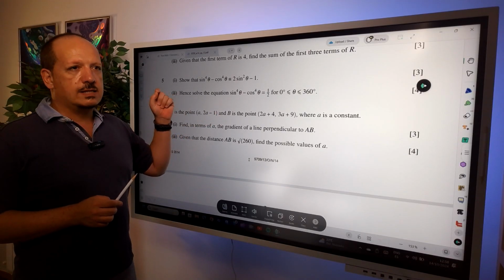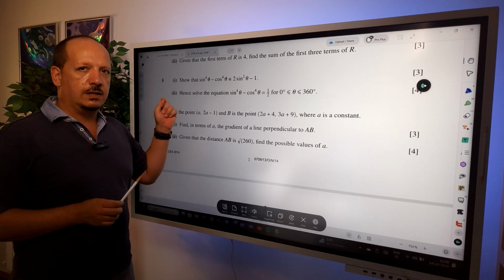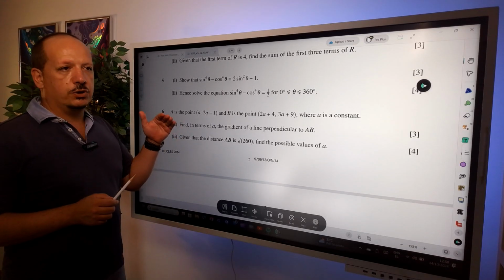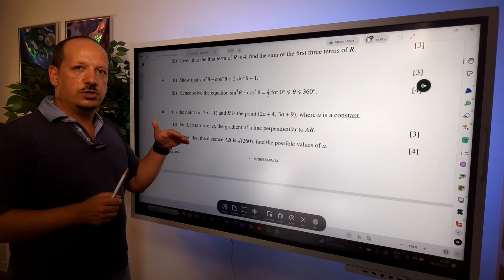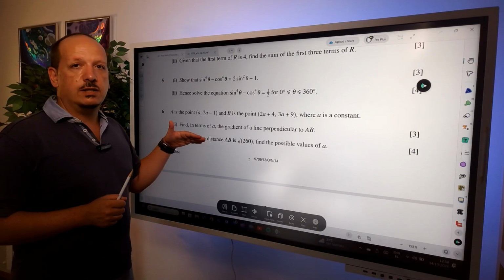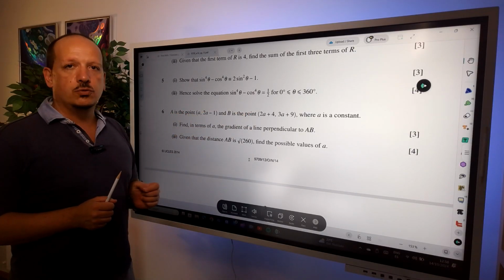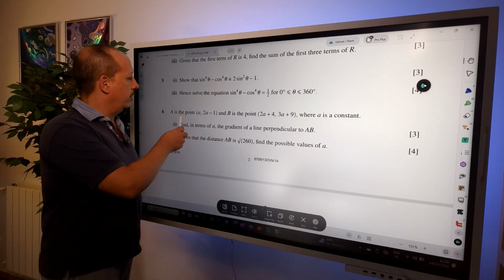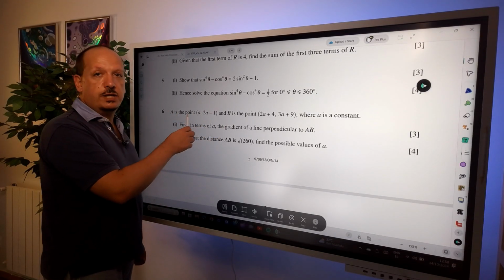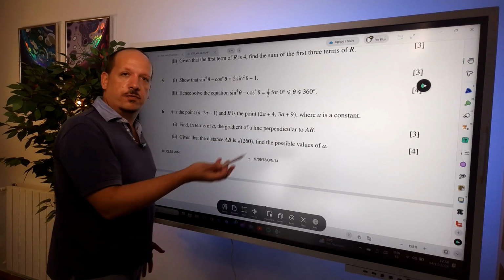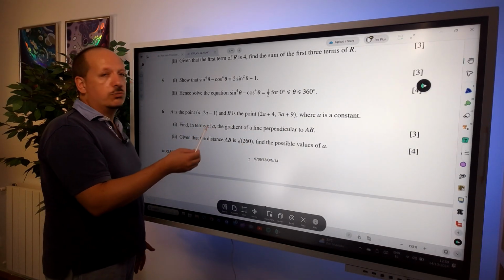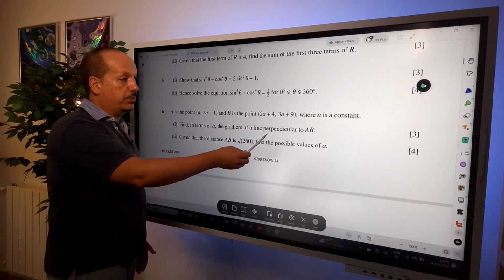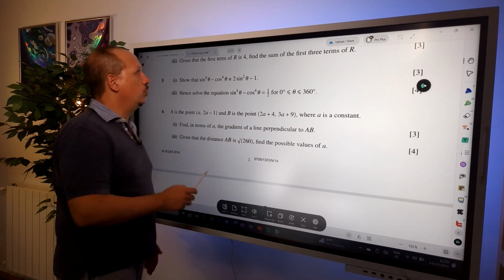So what does this recall of the lesson before? That you need to know the relationship between lines that are perpendicular to each other and how to get the gradient out of the coordinates of 2 points. So you first need to get the gradient of the line connecting A to B, the gradient of AB in terms of a, obviously, and then use the relationship of the gradient of a line perpendicular to AB to get what you want.